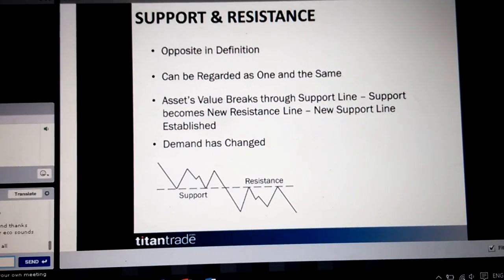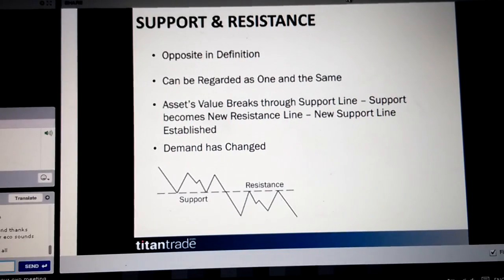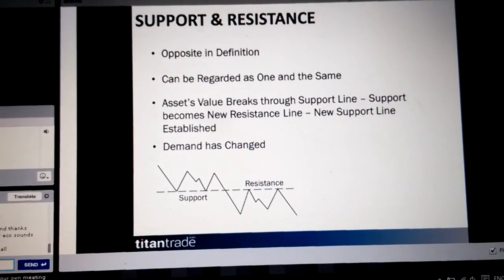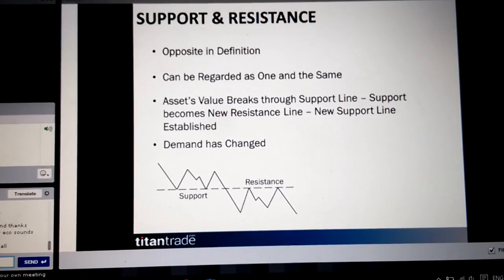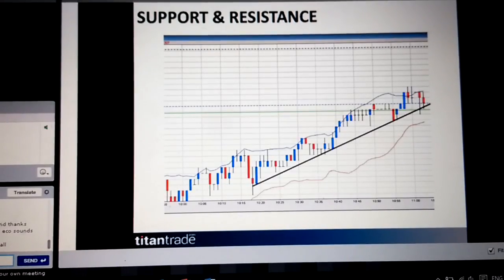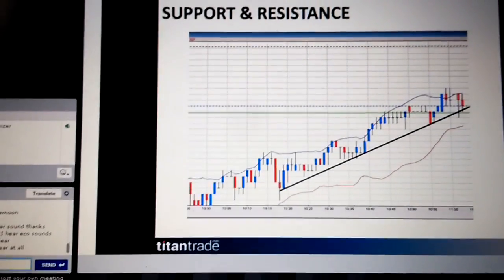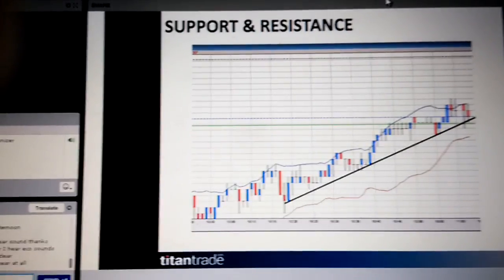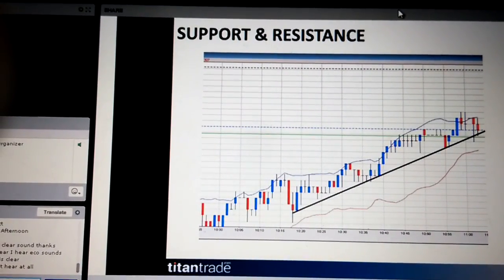Now, in the example that I showed earlier, we saw that support and resistance levels are in a straight line, and 99% of the time they are, but they actually don't have to be completely horizontal like that. They can be elevated at different angles as well. And when these lines are angled, they are referred to as supporting or resisting trend lines. And this brings us to our next subject.